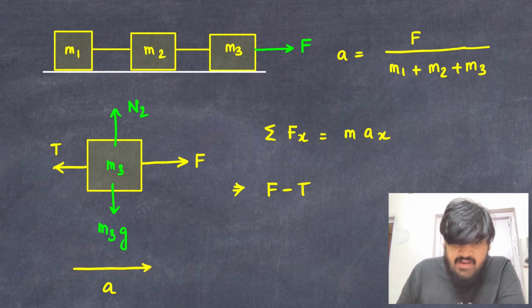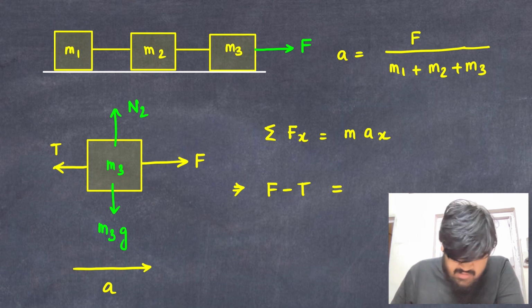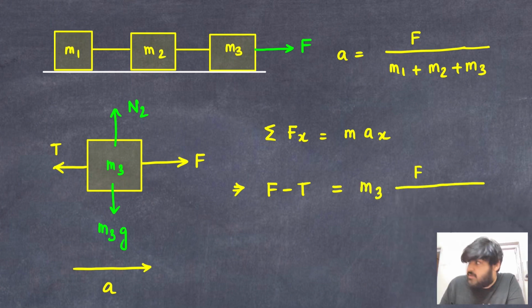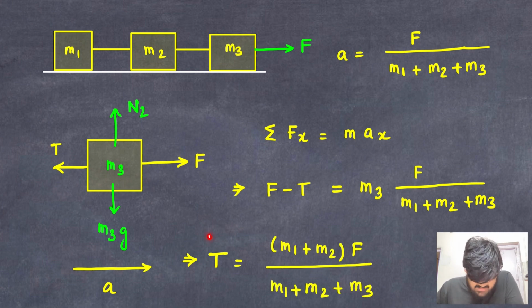So that means the net force along x-axis will be F minus T. So over here this will be equal to your mass. What is the mass? M3. What is the acceleration? F divided by m1 plus m2 plus m3. Okay, so over here if you solve for tension T, it will come out to be (m1 plus m2) F divided by m1 plus m2 plus m3.